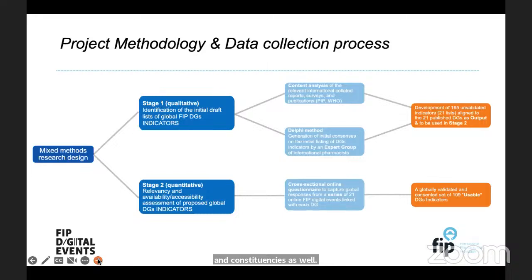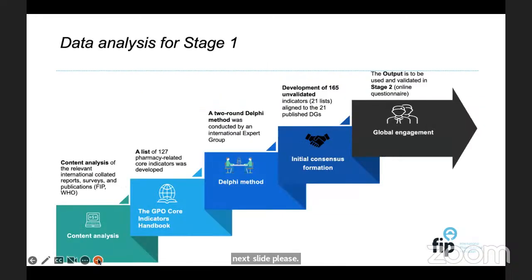Next slide, please. This slide here showed the analysis and main outcomes of stage 1. As I mentioned earlier, a content analysis approach was undertaken to draft the primary pharmacy core indicators. And the output was the development of the GPO core indicators handbook, comprising a list of 127 pharmacy-related core indicators. And this handbook list was used as input for the Delphi method.